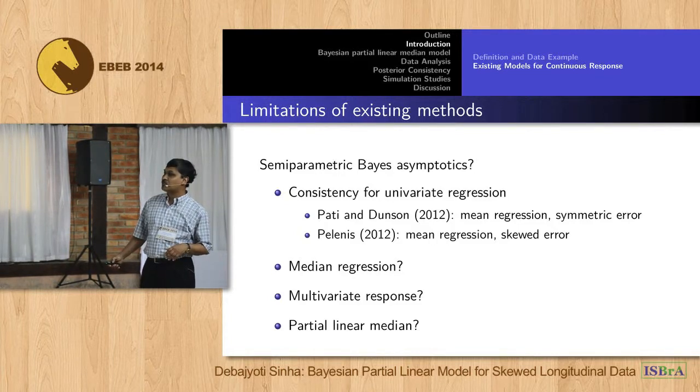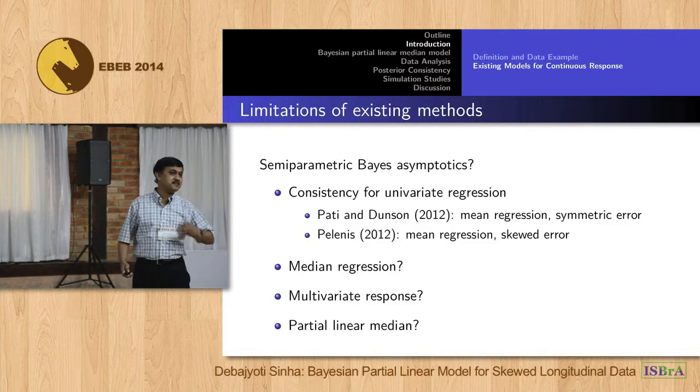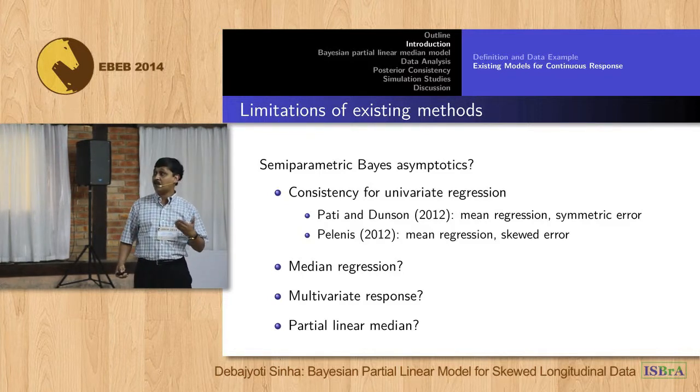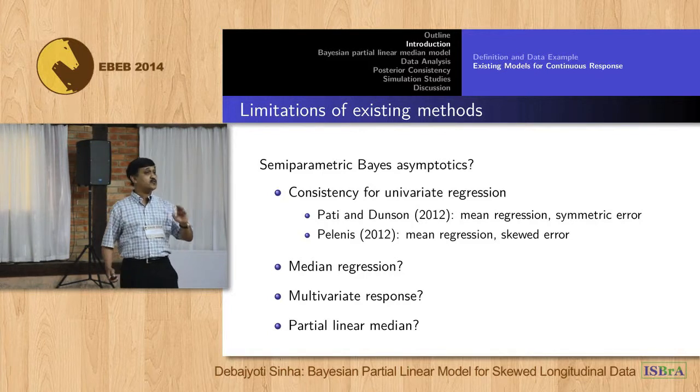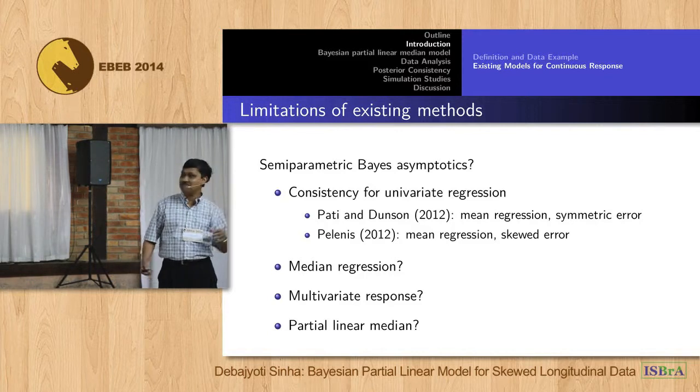Then they do also mean regressions. They have a skewed error, but they're still doing mean regression. So of course, here we're trying to develop something. We'll try to develop Bayesian asymptotics, where not only do we have skewed error, but we are going to do median regressions. So that's the major new thing.